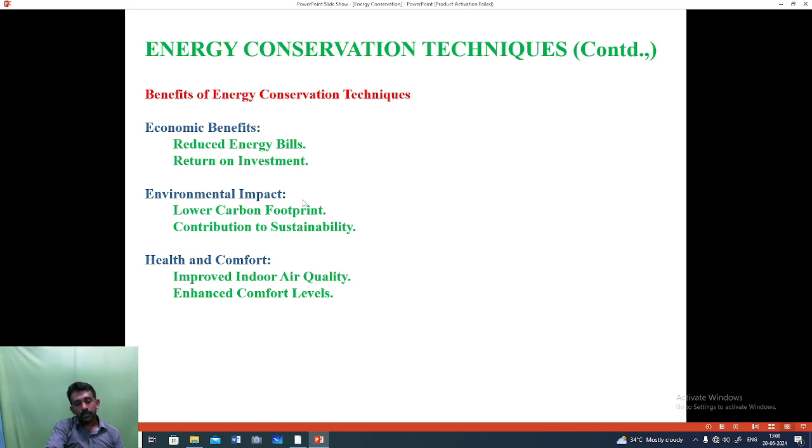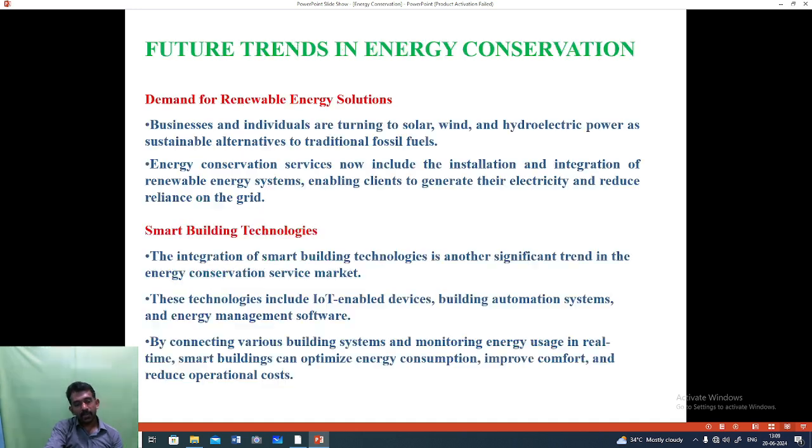And coming to the environmental impact, energy conservation definitely plays a vital advantage for the environment, lowering the carbon footprint and contributing to a sustainable environment, thereby prolonged nature is maintained. And health and comfort: by maintaining energy conservation, pollution is reduced and thereby indoor air quality is highly improved, and comfort levels, that is temperature, lighting or sound comfort levels, are enhanced.